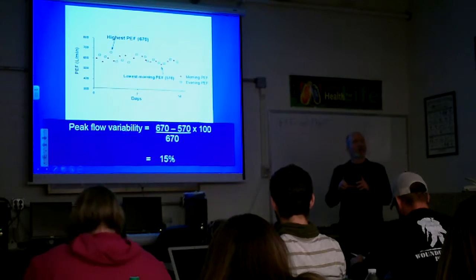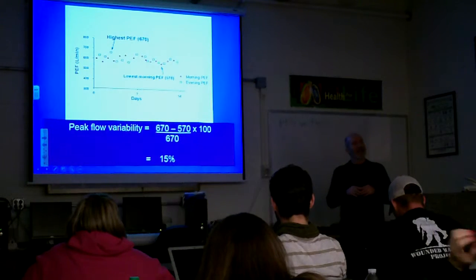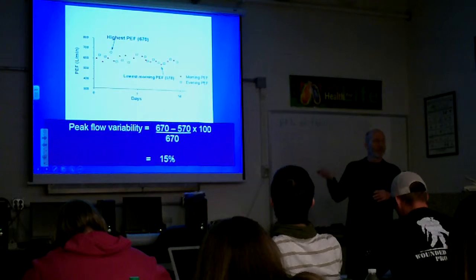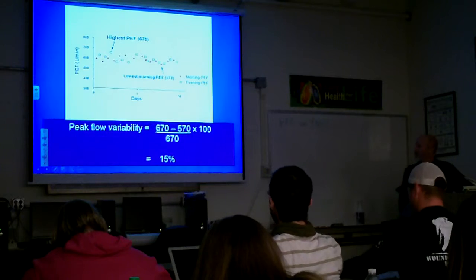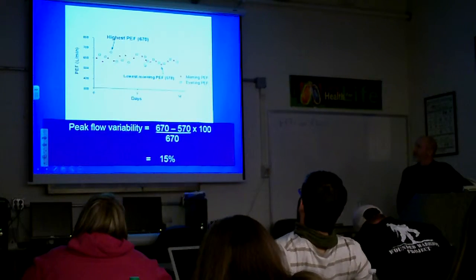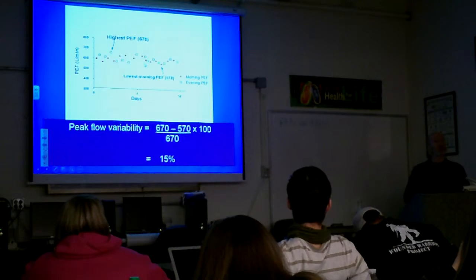But if it gets to be more than 20%, that's considered excessive, and the patient might need more controller medications. So this came out to be 15%. Given just this information by itself, it looks like there's not much variability in their asthma.